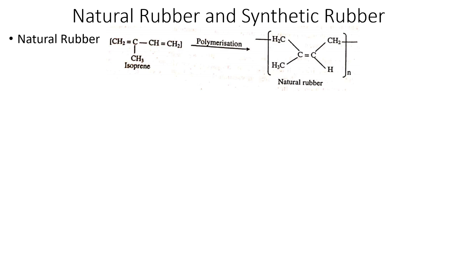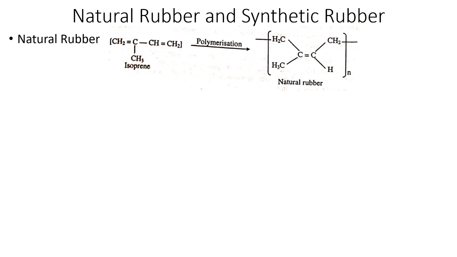Natural rubber is a polymer made up of a repeating unit, and that repeating unit is isoprene. Okay, isoprene means here 2-methyl-1,3-butadiene, that is the IUPAC name. So here this isoprene unit undergoes polymerization at the first and fourth carbon, and the second and third carbon get converted from single bond to double bond. Okay, so here this is the structure of natural rubber.